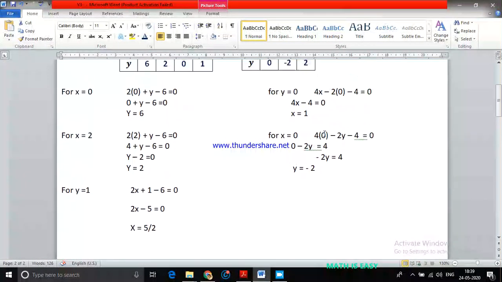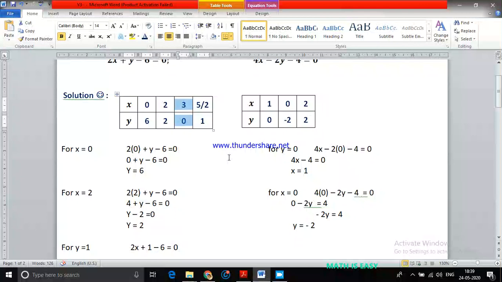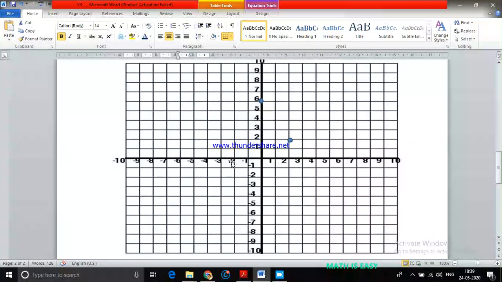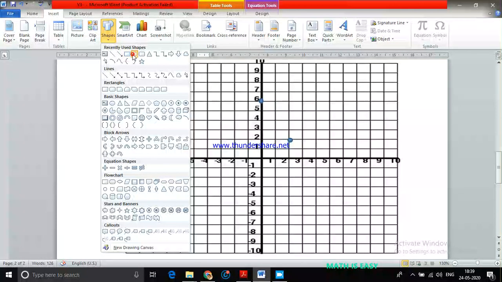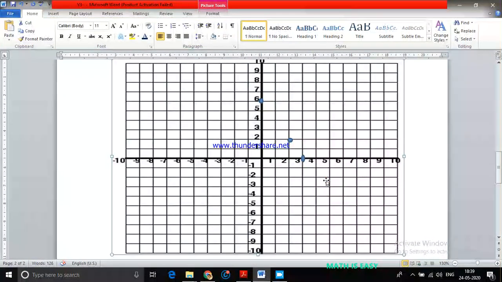What is my third point? Third point is 3, comma 0. So third point is 3, comma 0 means x is 3 and y is 0. Where is x is 3? X is 3 here and y is 0 means it will not move any upward or downward, because 0 means there is no distance. So this is the point at 3, comma 0.